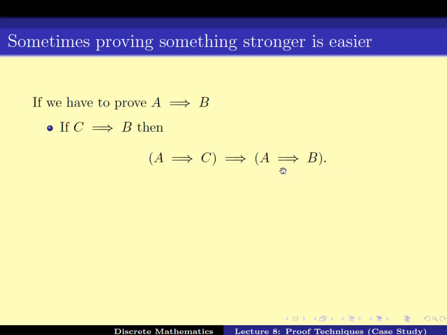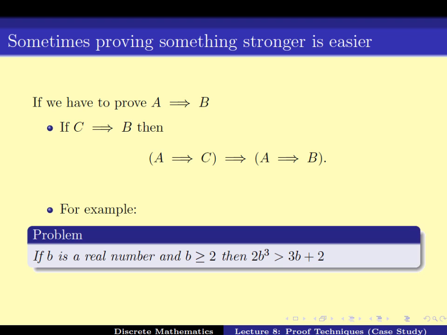Now the catch is that C can be a much stronger statement than B. It's possible that C is much stronger, so we might not be able to prove A implies C. So I am actually asking you to prove a harder statement to obtain A implies B. But that's what happens sometimes. Namely, sometimes we do come across problems where proving something harder can actually be easier. So let's look at one example.